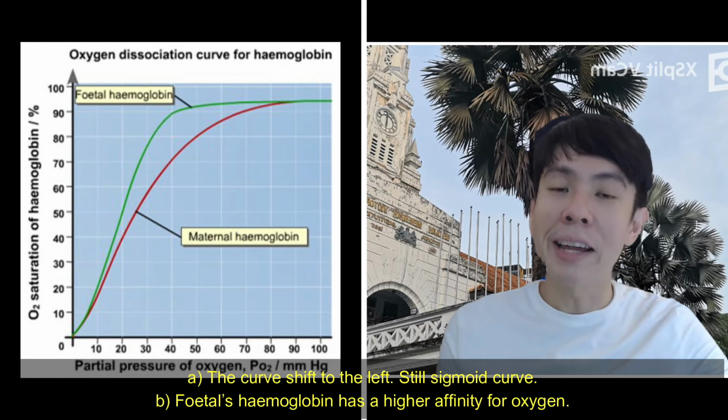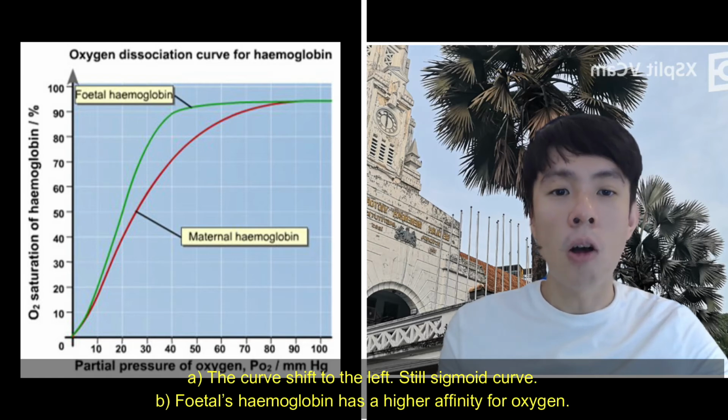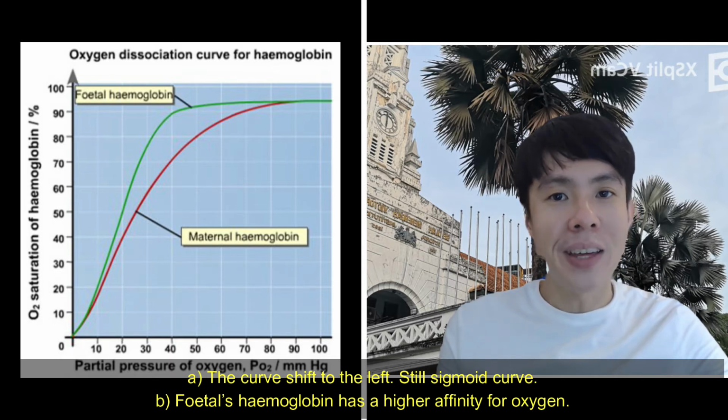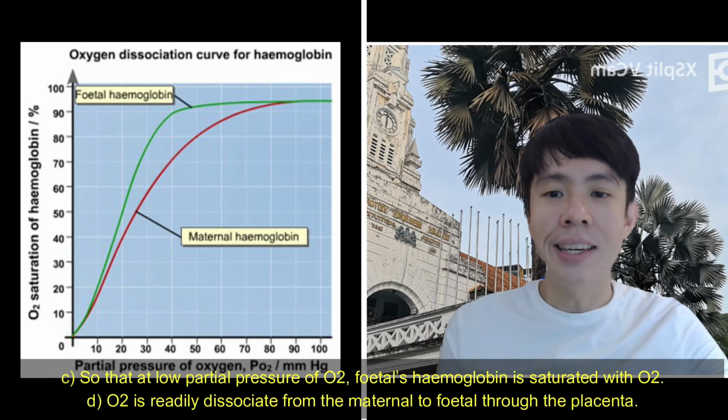Comparing maternal and fetal hemoglobin oxygen dissociation curves. A. The curve shifts to the left, still a sigmoid curve. B. Fetal hemoglobin has a higher affinity for oxygen. C. So that at low partial pressure of oxygen, fetal hemoglobin is saturated with oxygen. D. Oxygen readily dissociates from the maternal to the fetal hemoglobin through the placenta.